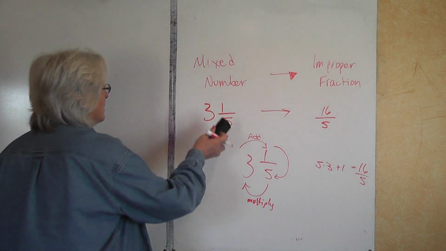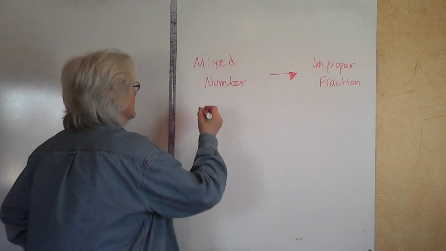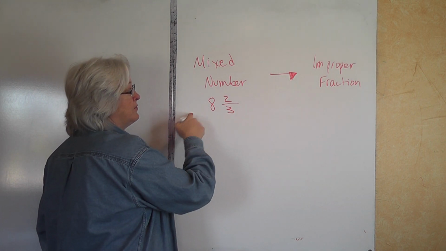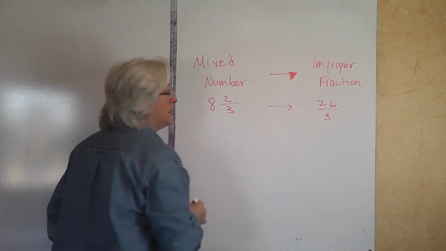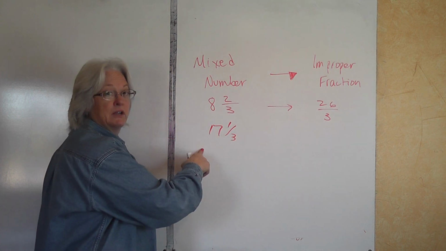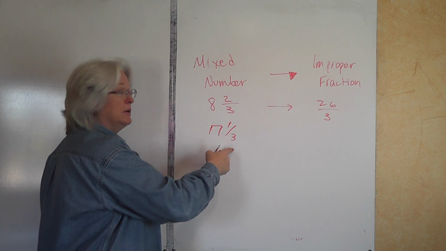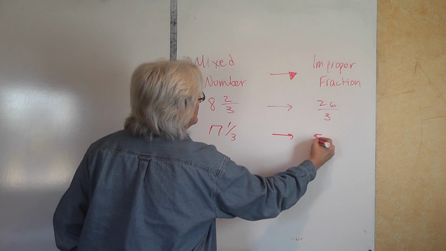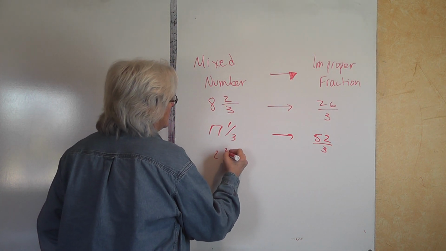So, a couple of quick reviews here. 8 2/3 is a mixed number. 3 times 8 is 24. Plus 2 is 26 with the same denominator. 17 1/3. 3 times 17, you might write this out to your left if you need to have some scratch paper. 3 times 17 is 51, and 1 is 52. 52/3. How about if we had 2 2/4?